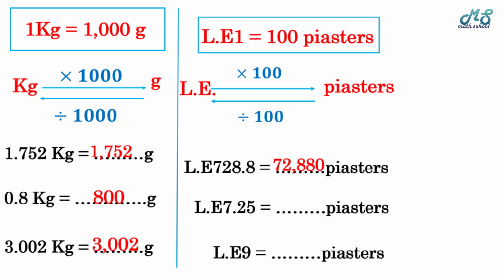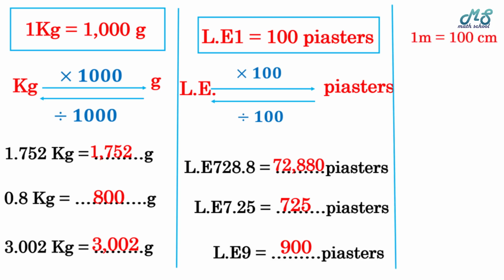Next, guys, 7.25 pounds to be piasters, just multiply by 100. It will be a whole number. We will get 725. Now, guys, 9 pounds equals how many piasters? 9 is a whole number, guys. Just we will multiply by 100. We will get 900 piasters.